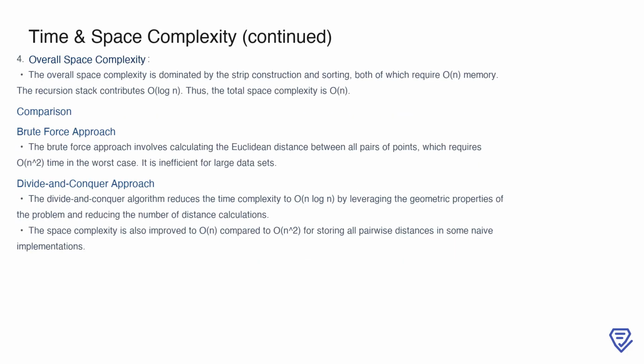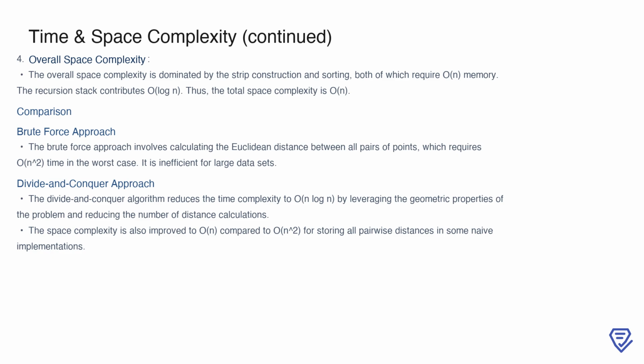The overall space complexity of the algorithm is determined by the most significant factors. Both sorting and strip construction require n memory, which dominates the log n used by the recursion stack. Thus, the total space complexity is n.